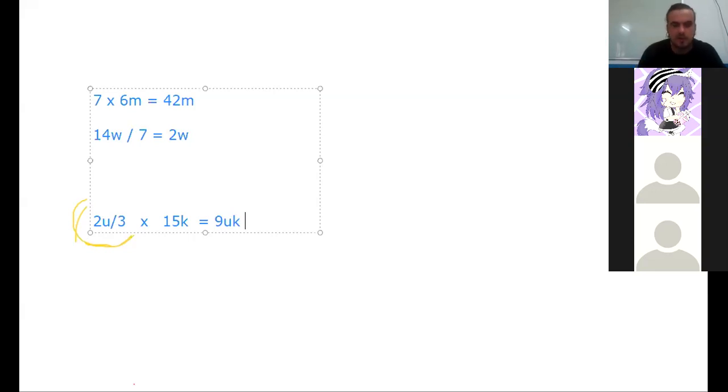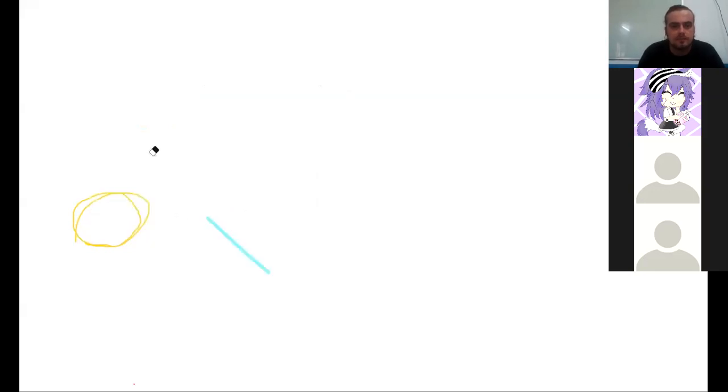Right, should we have a go at k? Let's have a look at k. So I'll get rid of all this. So we have 16t times 23g over 8.